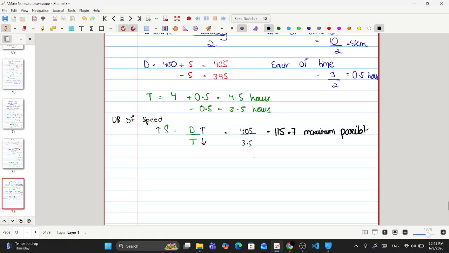Maximum possible average speed per hour. Do you understand this concept now? Okay. Now let's talk about the lower bound of speed.